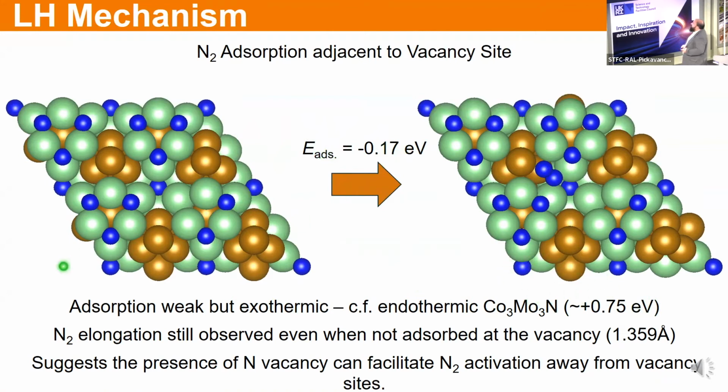We also see this nitrogen elongation, even when we're adsorbing nitrogen not at the vacancy but at its adjacent site, so it's 1.359. We do see that to some extent for the cobalt system, if I recall correctly, the elongation of the NN bond for the nitrogen molecule adsorbed on the cobalt system in a completely analogous manner. The bond length is about 1.29 angstrom. So it's interesting that we still have this nitrogen activation on the iron molybdenum nitride, even when we're adsorbing at a site adjacent to the vacancy, and this is enhanced compared to the cobalt molybdenum nitride system.